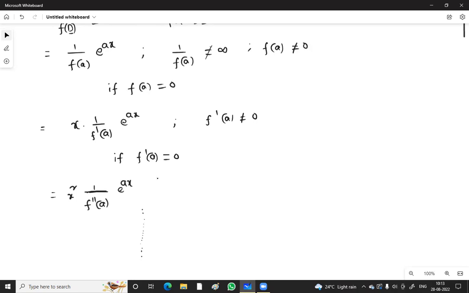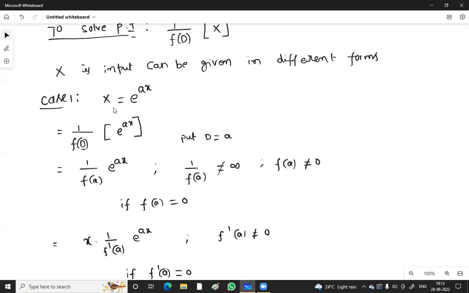Till that point you have to continue. This is case 1. What is case 1? Simply, I repeat, if the input is in this form, e power ax, then simply put D equal to a in e power ax. That's it. It means you have operated 1 over f of D on e power ax.